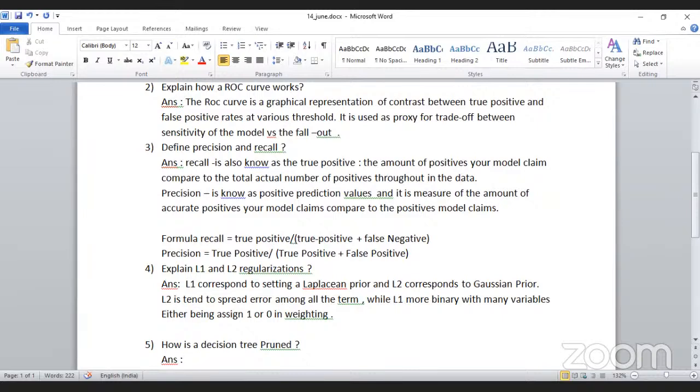Yes, Vaibhav, both are used in case of overfitting. Yeah, Lasso takes the absolute value in the loss function.